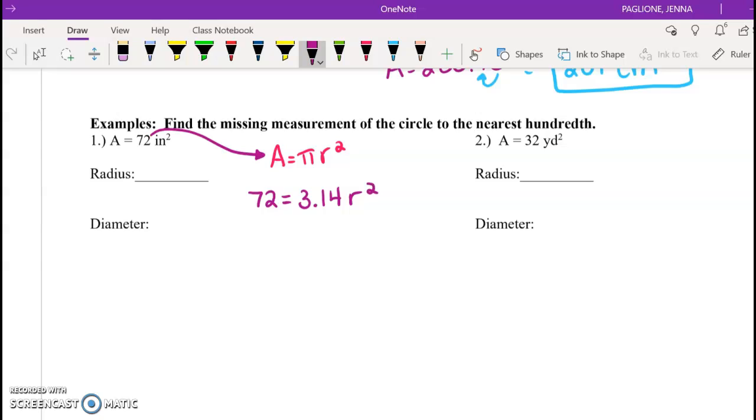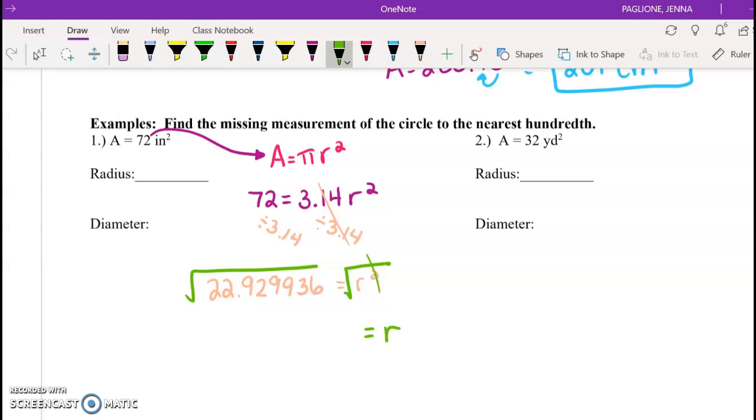Pi is 3.14, radius squared. First thing you want to do is get the 3.14 on the other side, so I'm going to divide both sides by 3.14. So 72 divided by 3.14. It's going to give me some crazy long decimal, and that's what r squared is going to be. I'm just going to write out a couple digits: 22.929936, and so on. Now, the last thing you need to do is take the square root of both sides to figure out what the radius is by itself, because a square root and a square cancel each other. So that's very interesting.